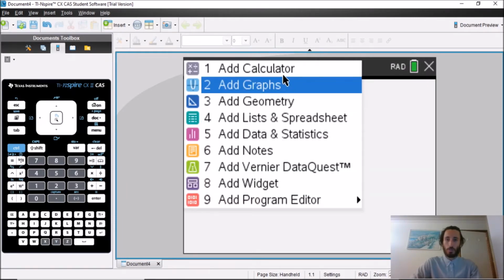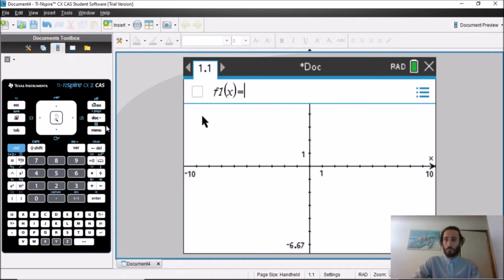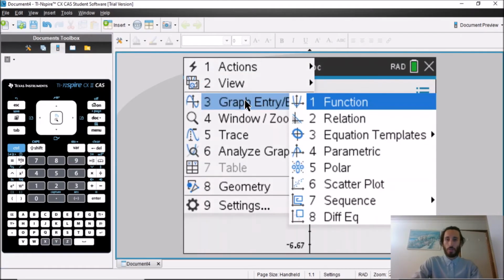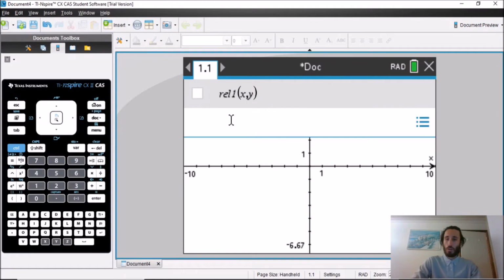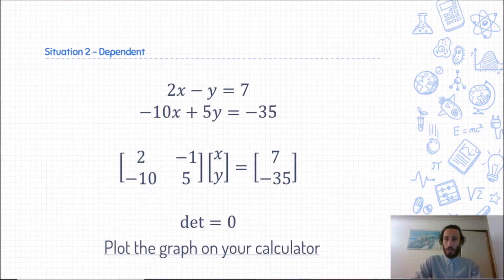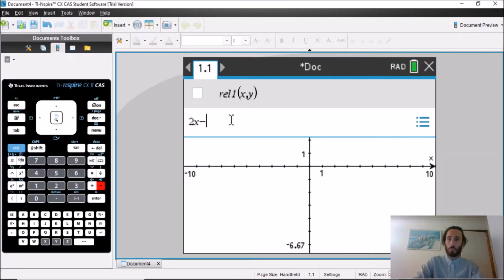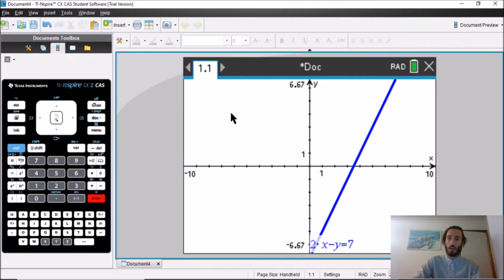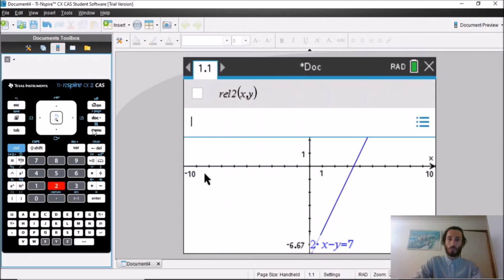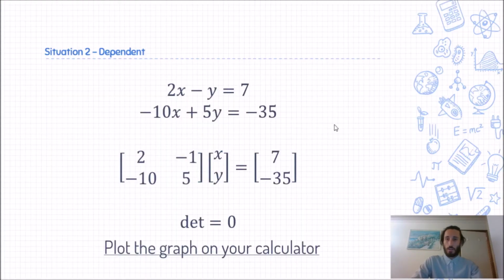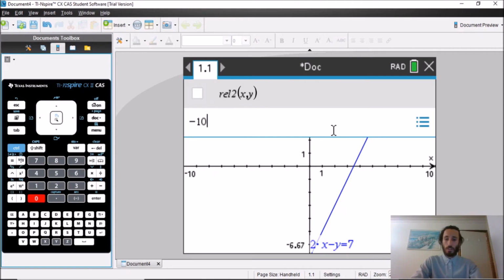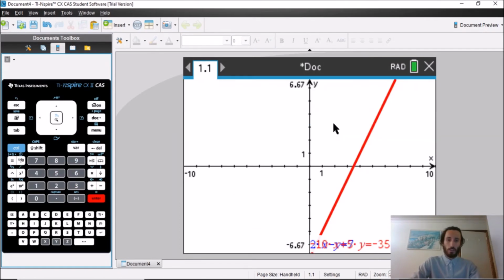But create a new document, add a graph, and here you want to go menu 3, 2 for a relation. In this relation, you need to type 2x minus y equals 7. So you just type out your two equations. So that's our first relation, menu 3, 2. And our second relation is minus 10x plus 5y equals minus 35. So that's our second relation.